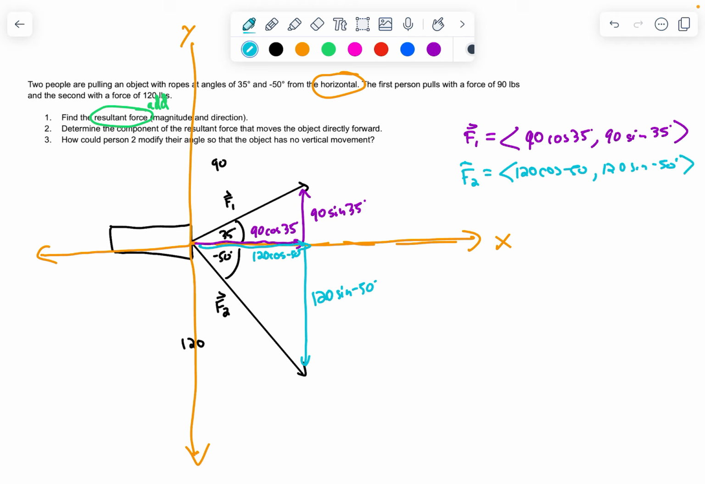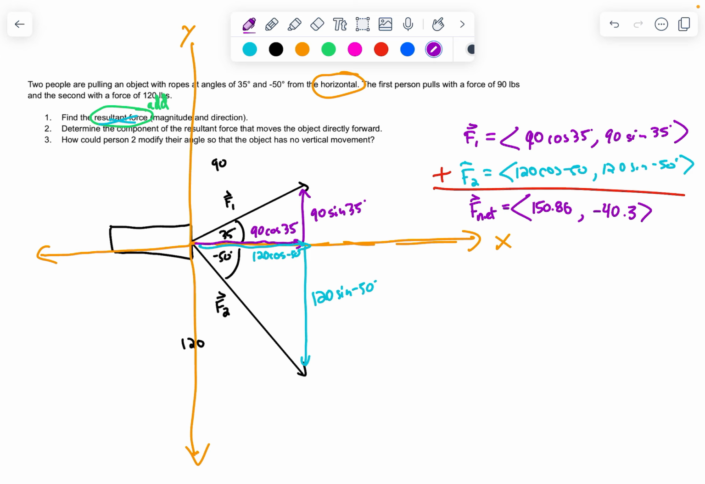All right. And so if we want the resultant force, we just add them up. We add these two vectors and we get some resultant force. So we're just going to add their components. I'll type that in a calculator. 90 cos 35 plus 120 cos negative 50. And the result, I'm going to call F net, is equal to 150.86-ish in the x direction. Let me sum the y directions. 90 sine 35 plus 120 sine negative 50. So we get negative 40.3-ish. Okay, so that's F net.